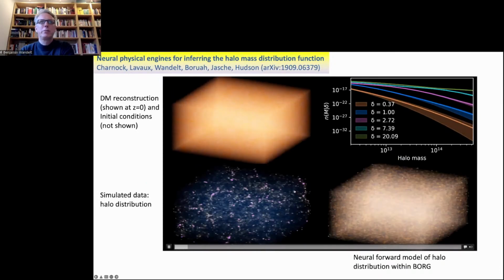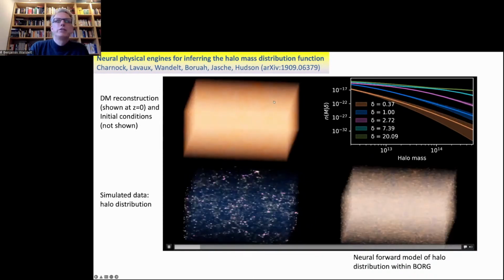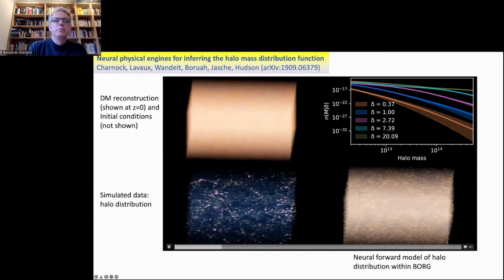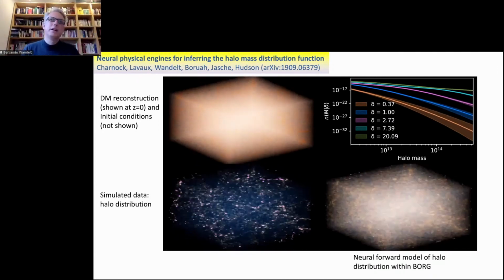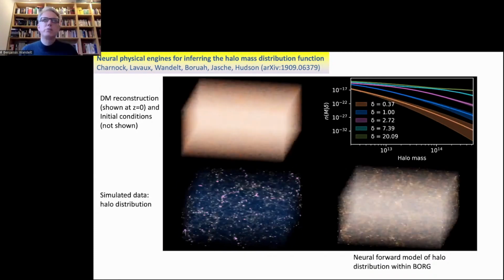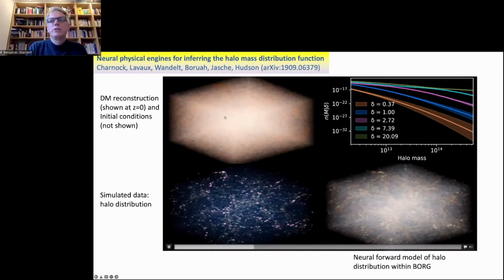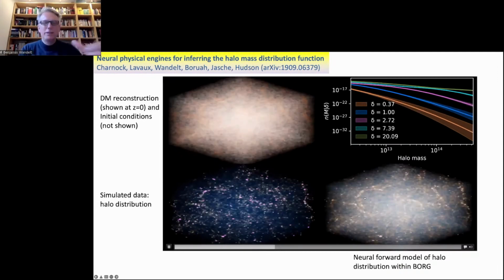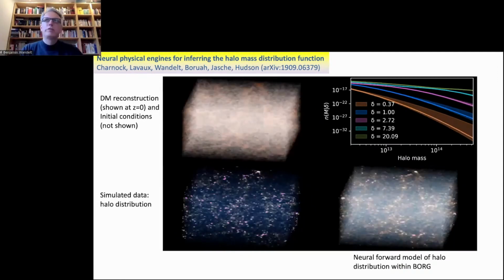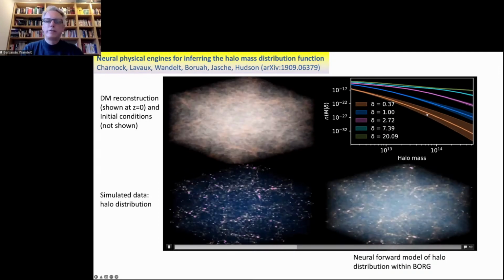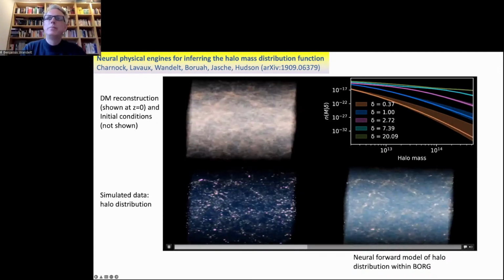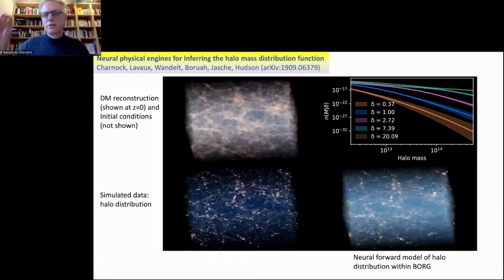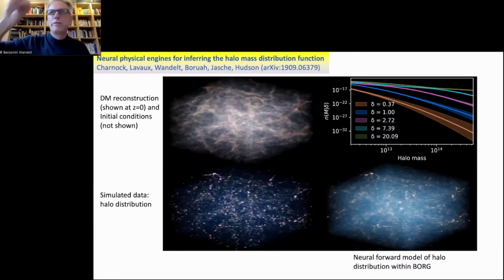So again, Borg is running in the background. Here's the initial condition at first, so not much. Here are the simulated data. This is a simulation, so simulated data, where we have halos of all kinds of different masses drawn from the underlying dark matter distribution. And then we have Borg basically trying to predict the halo distribution by first solving for the dark matter dynamics, and then having this neural model for the halo mass function as a function of the local density, and not just the local density, but the entire dark matter distribution gets converted into a halo mass function in every pixel.